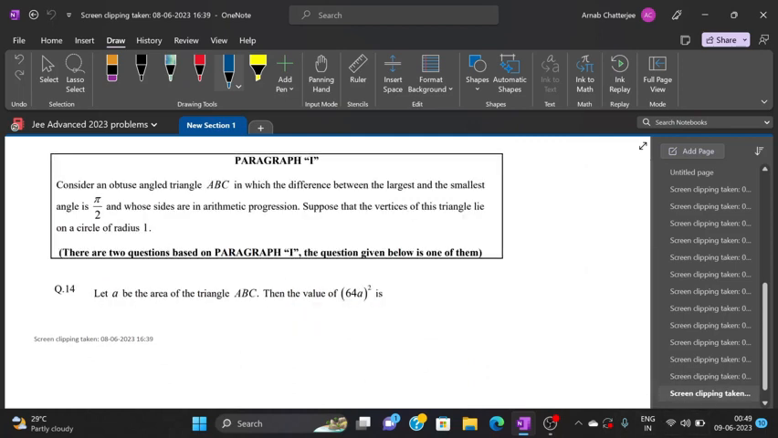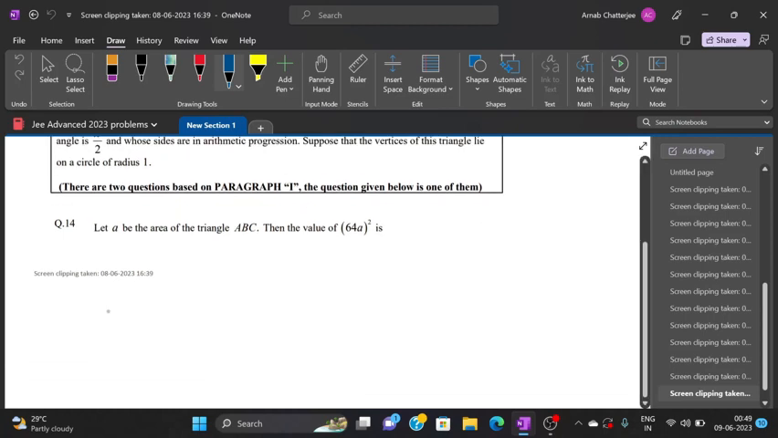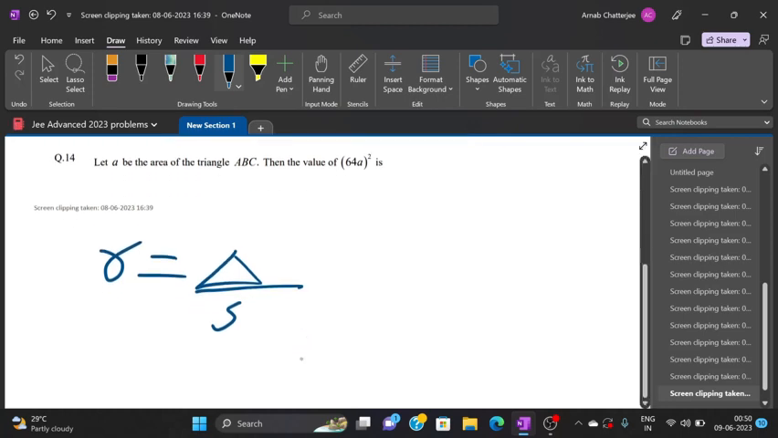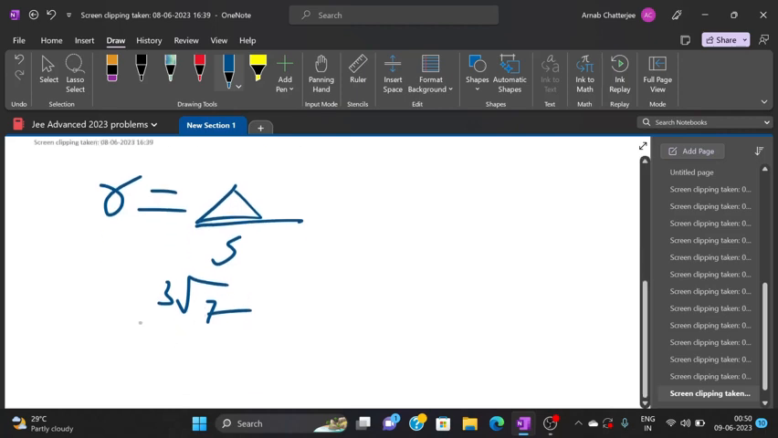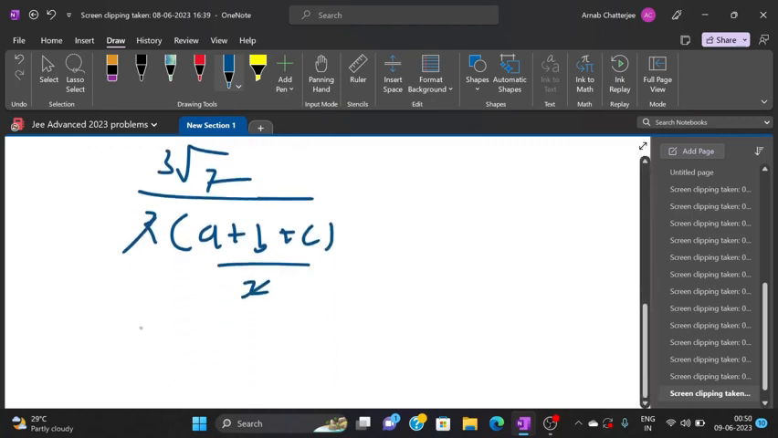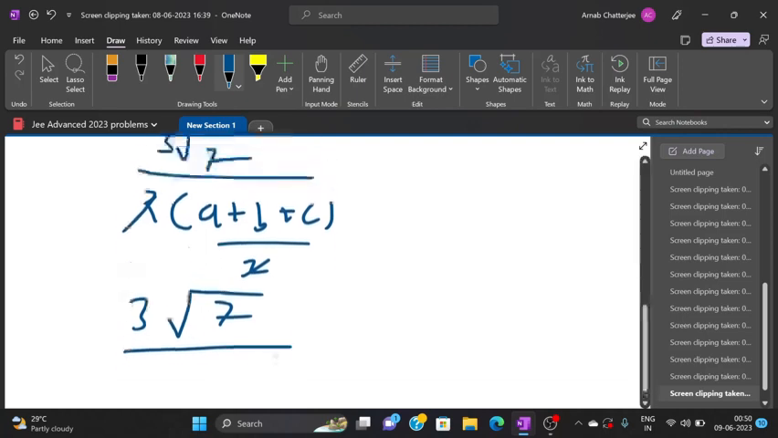Now in this part we had to find the inradius. So for finding the inradius of the circle, r is equal to area by semi-perimeter. So we had found the area to be 3 root 7 by 2, right? Area of the triangle was 3 root 7 by 2. And the semi-perimeter is given by a plus b plus c by 2. So this stands out. So we have 3 root 7 upon a plus b plus c.